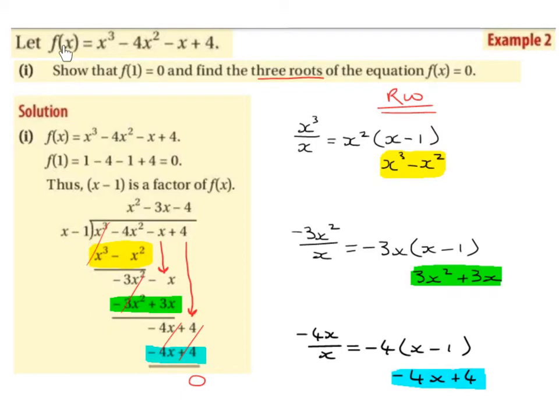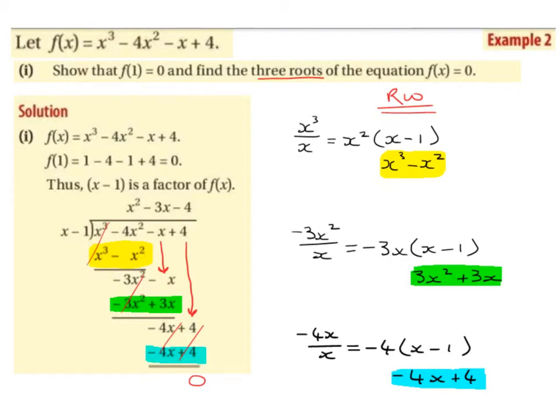Let f of x equal x cubed minus 4x squared minus x plus 4. Part 1. Show that f of 1 equals 0 and find the three roots of the equation f of x equals 0. So if f of x equals x cubed minus 4x squared minus x plus 4, then f of 1 equals 1 minus 4 minus 1 plus 4, which equals 0. So we've shown that f of 1 is equal to 0.